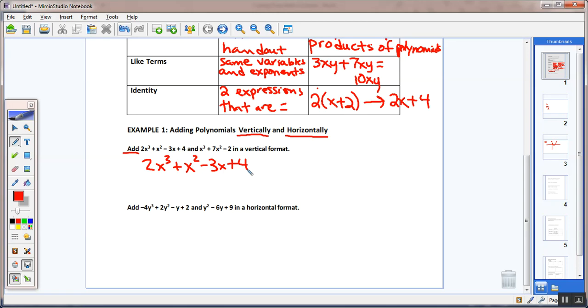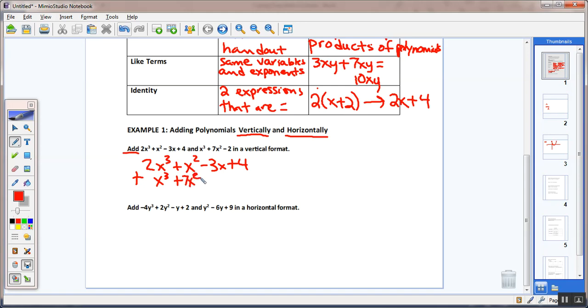Now watch what I do here, kids. I'm going to line things up so that they match here. The x cubed matches the 2x cubed. Those would be like terms. So I want to put x cubed here, plus the 7x squared. I'll put that right under this one.